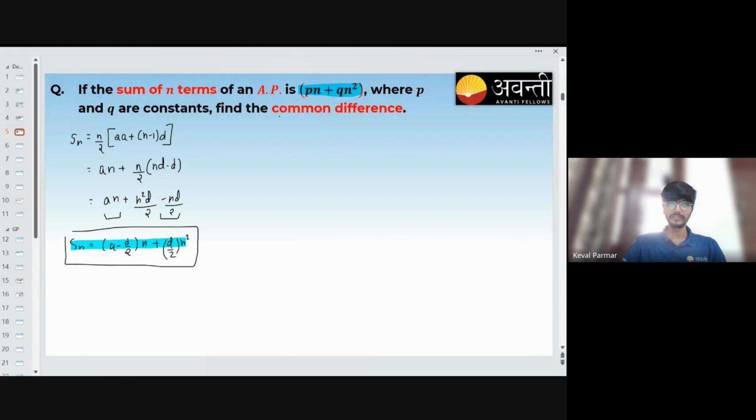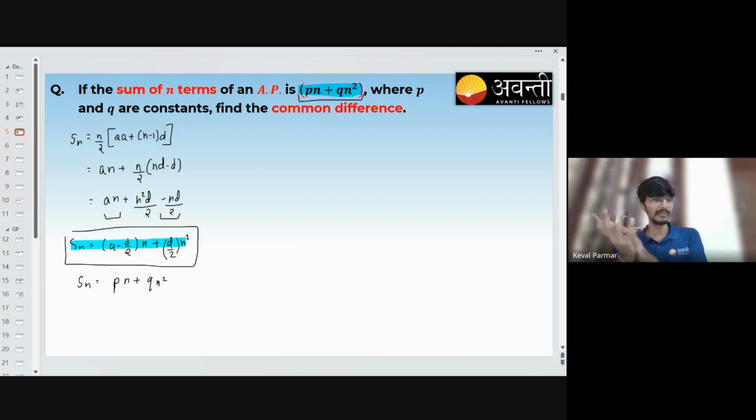So if you can see this and this, we can easily compare the coefficients of n. Sn, what have they given? They have given Sn as Pn plus Qn square. And what did we get for Sn? Here it is.